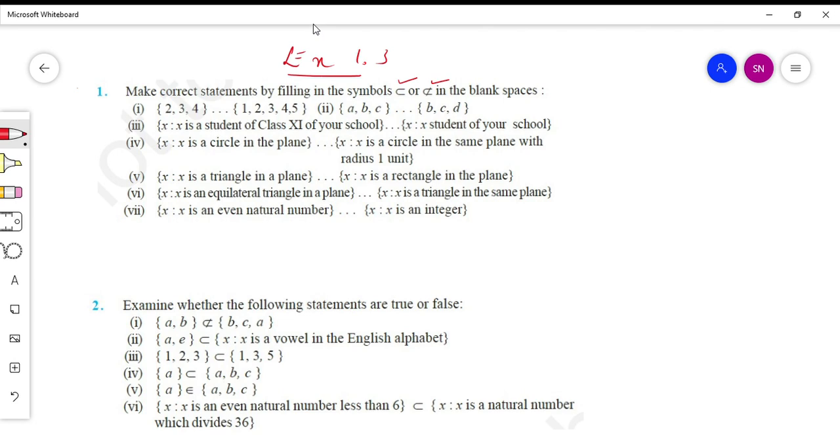So 2, 3, 4. 2, 3, 4 again present. So therefore, set 1 is a subset of set 2. Subset, a smaller set which is derived from a bigger set. I hope that is clear. Now come to the second question.